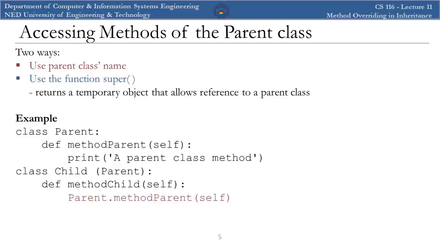So for that, we can write this super, that is a function, so therefore I'm putting those parentheses after it, dot method parent, which is the name of that method that I want to access from parent class. Now out of these two, you will use any one, right? You don't have to use both of them in the same code. You will use either of the two, right?